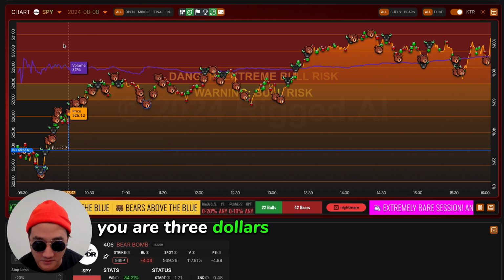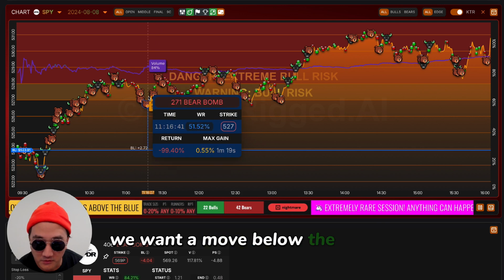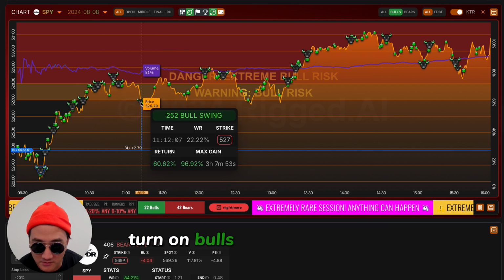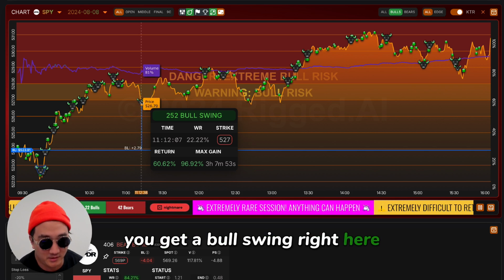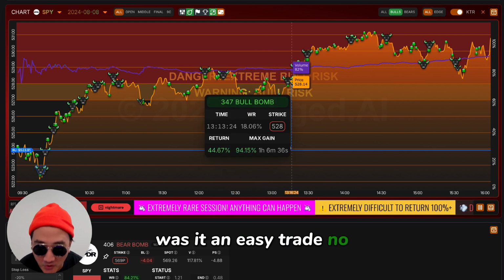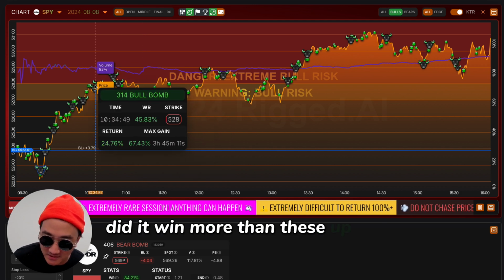You are $3.84. We want a move below the yellow, especially because volume is low. Turn on bulls. What do you get? You get a bull swing right here. Was it an easy trade? No. But did it win? Absolutely. Did it win more than these up here? Yes.